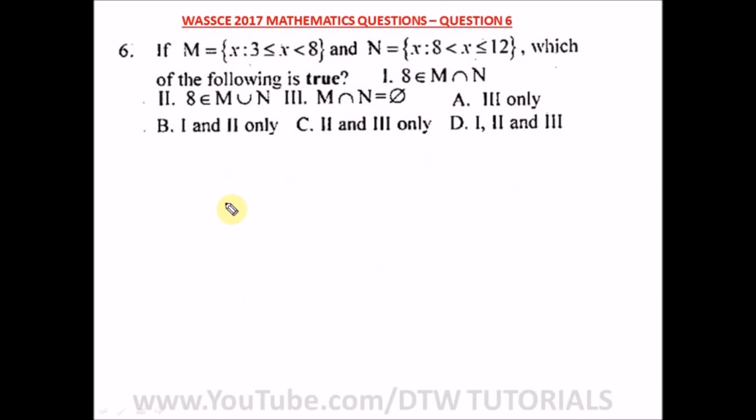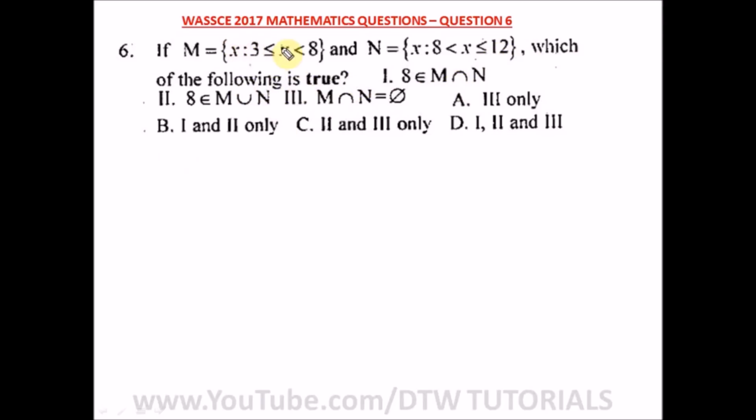Question 6 of our WASSCE 2017 mathematics question, that's WAEC 2017. It says if M is x is greater than or equal to 3 and x is less than 8, and N is x is greater than 8 and x is less than or equal to 12, which of the following is true?